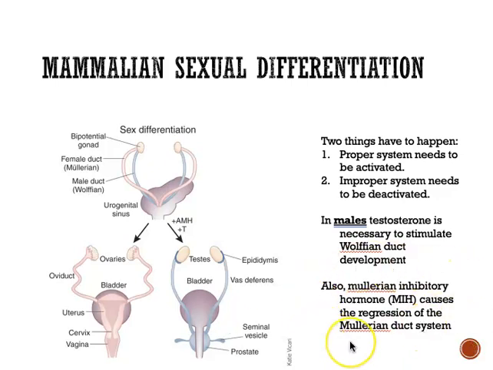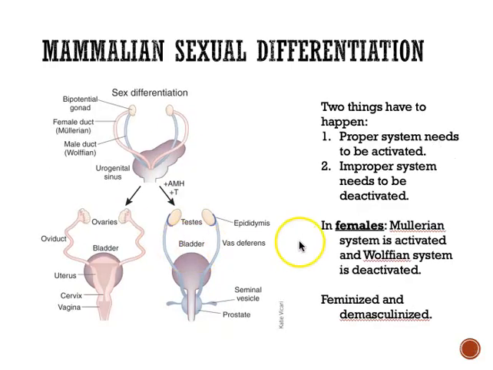But for males to have your typical male phenotype, you also have to have Mullerian inhibitory hormone that stops the production or the growth of the female reproductive system. Okay. Now, I will say this, if we go back here to females, there is no inhibiting hormone necessary for the male reproductive system in a female, right? So basically the default is female. So if you don't have testosterone, you will simply progress with the female reproductive system.